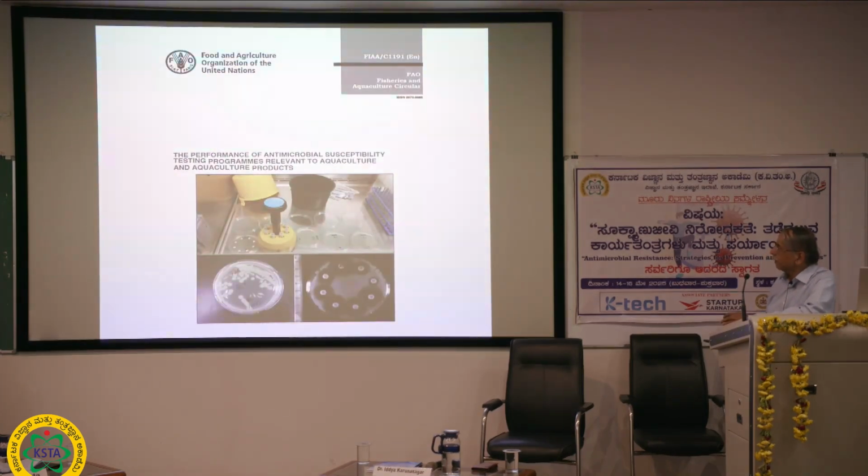you may not have all the data, because there are different types of organisms, particularly in aquaculture. We are dealing with poikilothermic organisms, so they are cold-blooded animals, and they are growing at low temperature. So FAO came up with this technical paper on the performance of antimicrobial susceptibility testing programs relevant to aquaculture and aquatic organisms. So if you look at the standard setting bodies like CLSI, you have these various organisms listed here.